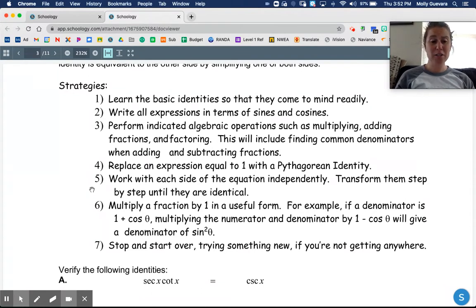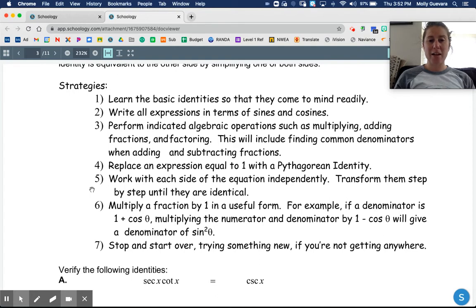So here are the strategies. First strategy, we should just know these basic identities that we just did on the front page so that they come to mind easily. So I can look at something and be like, oh, well, I know that tangent is sine over cosine. Sometimes it's helpful to write all your expressions in terms of sine and cosine, just because those are kind of like the basic.